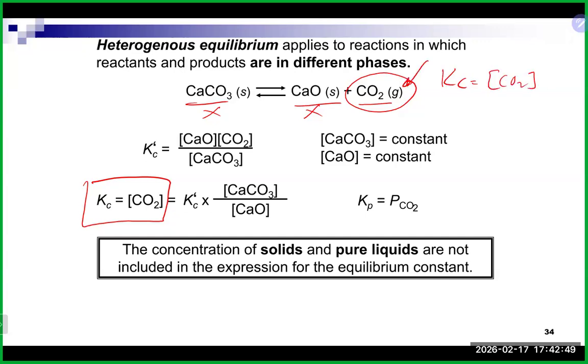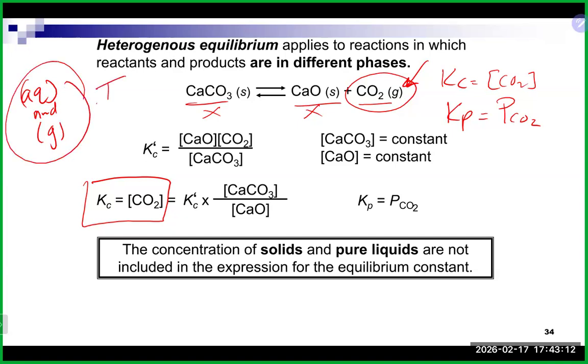Because CO2 is a gas, we could also write a Kp for this one. The partial pressure of CO2 would, again, be the only thing included. So solids and liquids we leave out of the expression. And that means, as we talked about last time, the only two things that get included are things that are aqueous and things that are in the gas state. So these two are what we do include in our equilibrium expression. Questions on that?